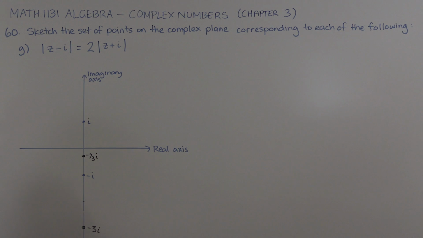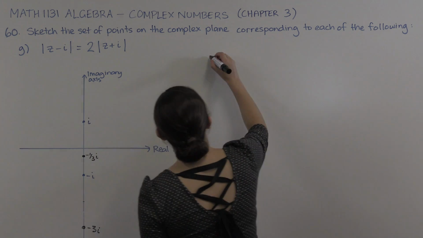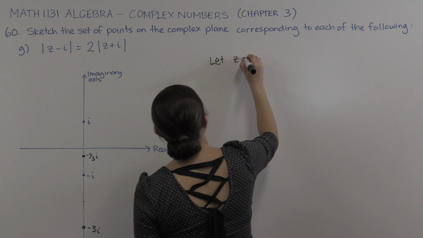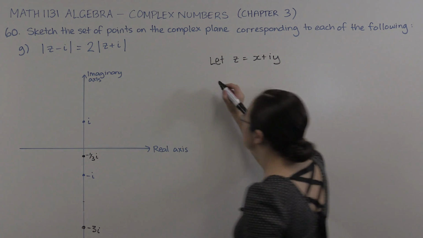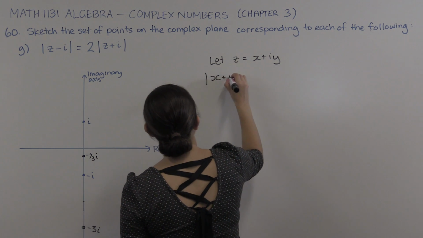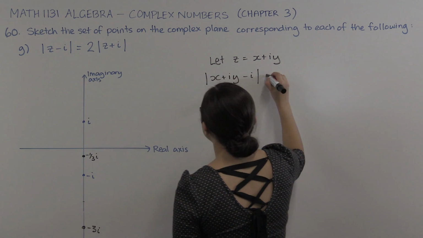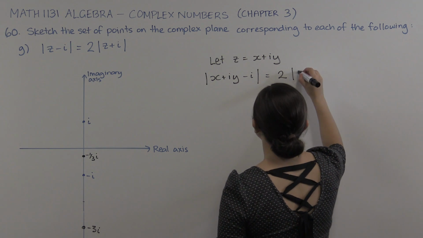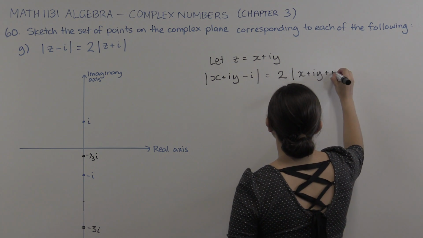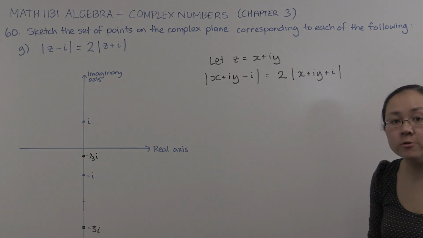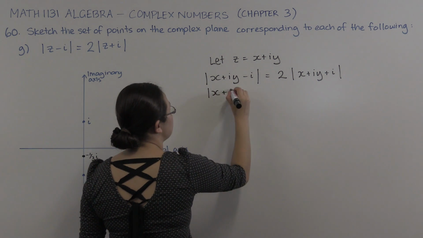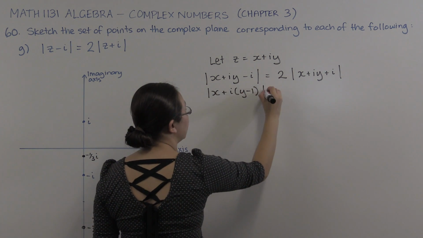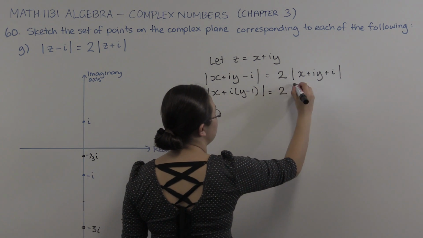So one way we can solve this is actually to work out algebraically what's going on. If we let z equal x plus iy, and we substitute that into our condition here, we have the modulus of x plus iy minus i must be twice the modulus of x plus iy plus i. Okay, and we have a formula for the modulus of a complex number. Remember, this complex number is x plus i times y minus 1. y minus 1 is the imaginary part there.